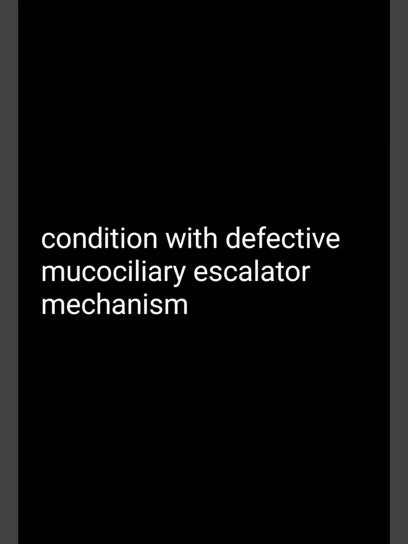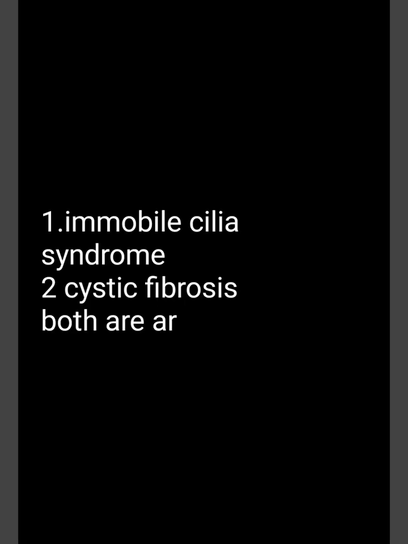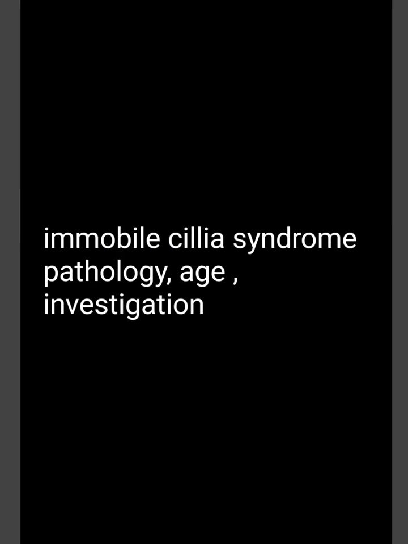Conditions with defective mucociliary escalator mechanism: 1. Immobile cilia syndrome. 2. Cystic fibrosis. Both are autosomal recessive.